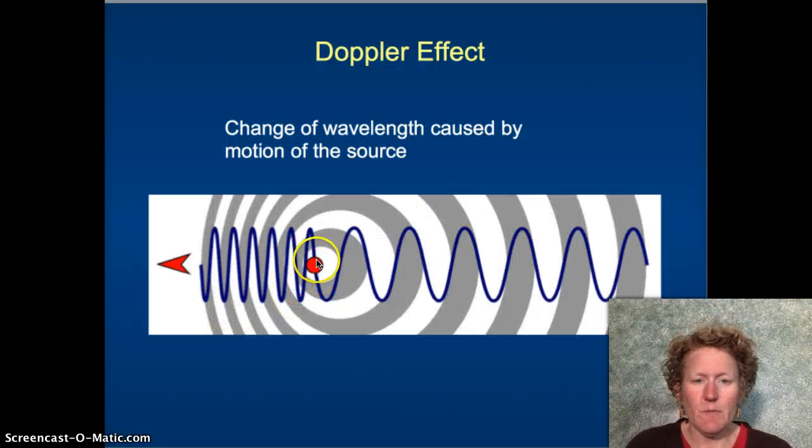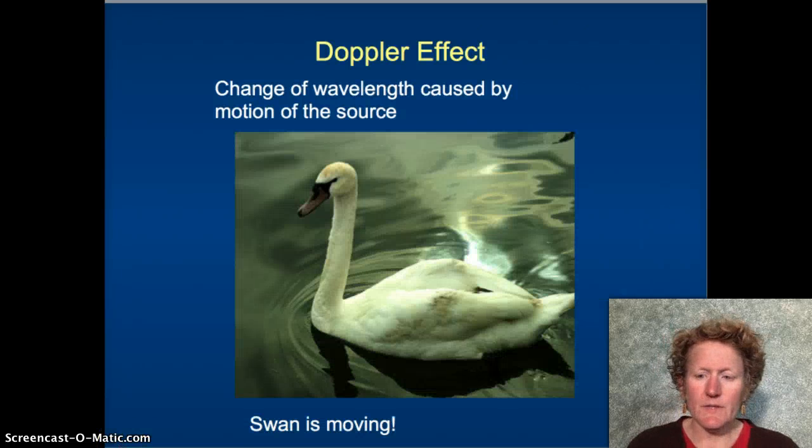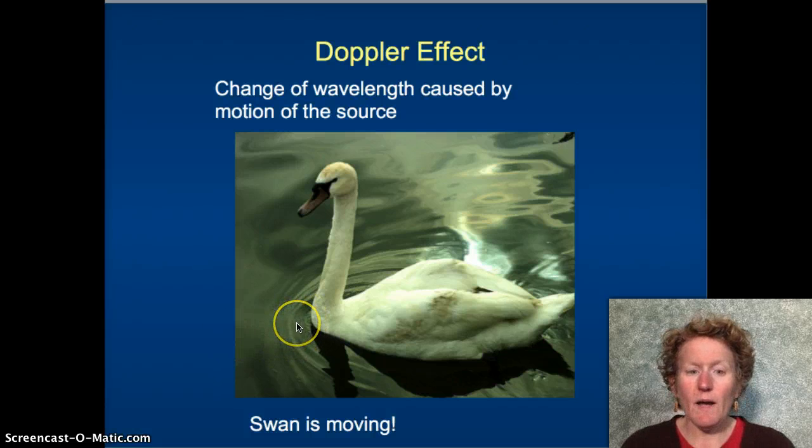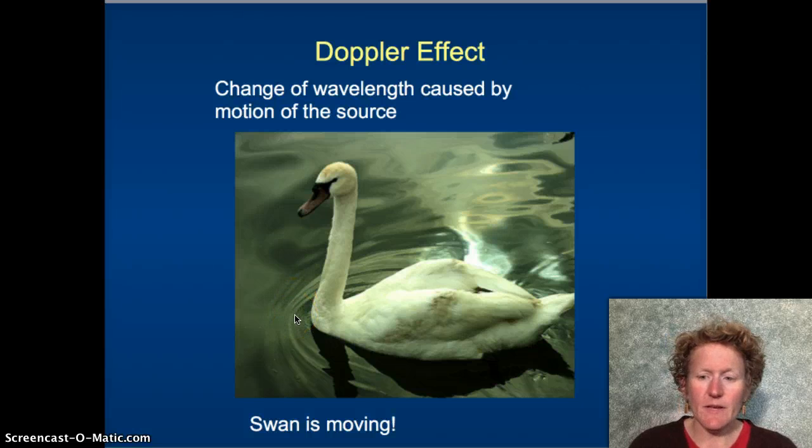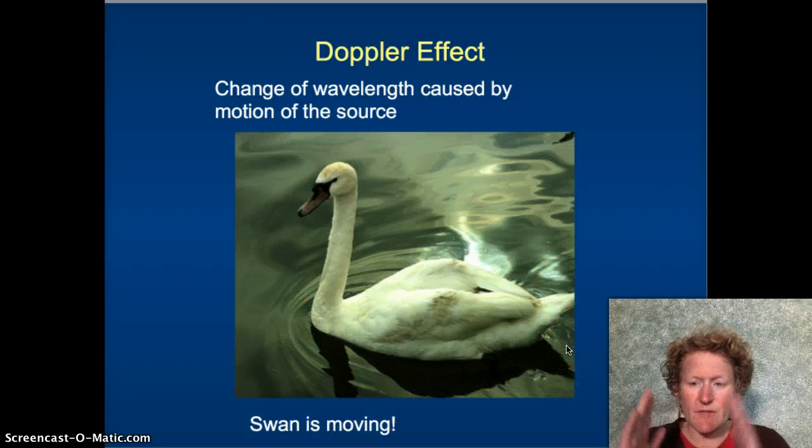Here's another picture that gives you a bit of an idea. If this is an object that's making a sound, the wavelength is getting shorter ahead of the object that's traveling in this direction, and behind the object the sound waves are stretching out and you're hearing a lower sound. Here's an example of the Doppler effect from a swan. You can see ahead of the swan that the water waves are being compressed. It's not always sound waves that we're talking about here. Ahead of the swan they're being compressed, and behind the swan you can see the ripples kind of spreading out a bit.